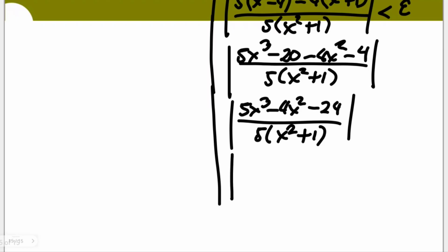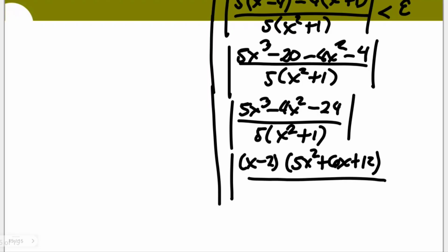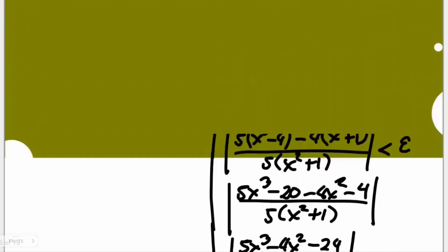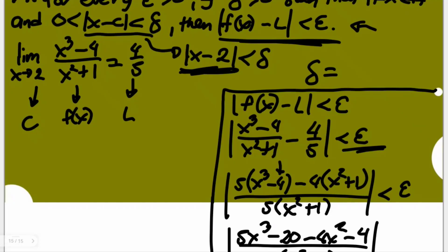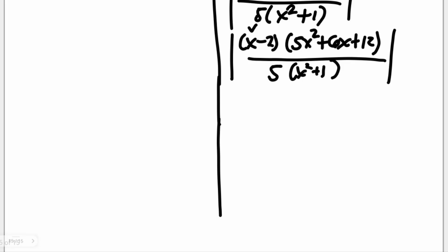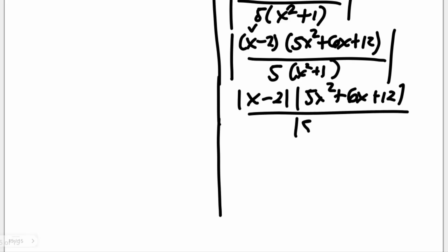Our numerator could be factored with this x minus 2 and 5x squared plus 6x plus 12. Sorry for not showing that, but we can factor that here. 5 and then x squared plus 1. And as you can see, x minus 2 is already existing here. This is one of the intended parts here. So we are guided with that, and as we continue, we can have here the absolute value of x minus 2 times the absolute value of 5x squared plus 6x plus 12 all over the absolute value of 5 times x squared plus 1 here. So this is already appearing here. This is all less than epsilon.